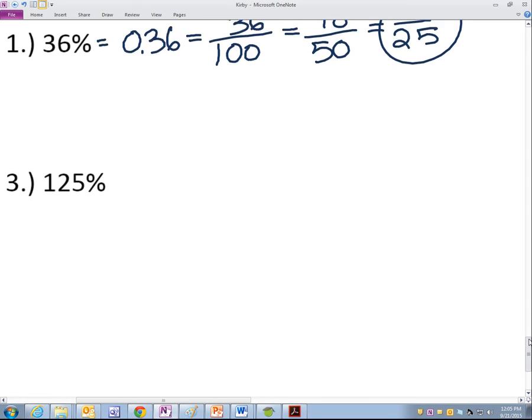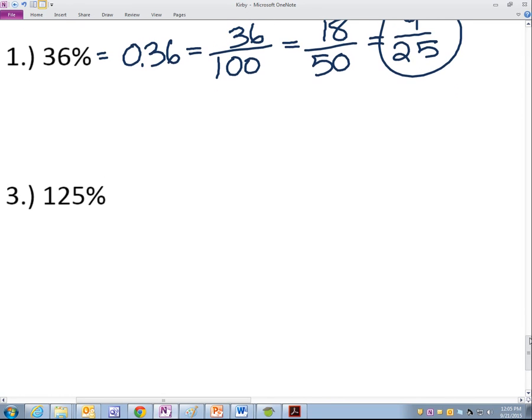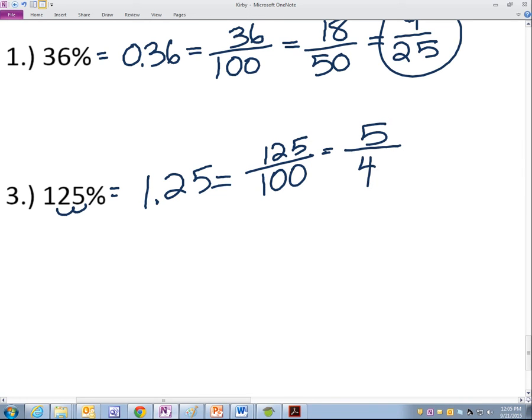Because of navigation, I'm just going to do the third one now. This one comes out to be 1.25 because I'm moving the decimal place over 2. Next thing I have to do is make it into a fraction. I have 125 hundredths. I can reduce that by 25, can't I? There are 5 25s in the top one, 4 25s in the bottom, and that comes out to be 1 1/4.